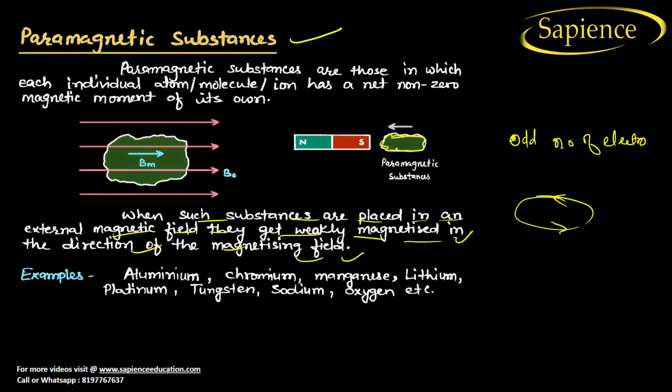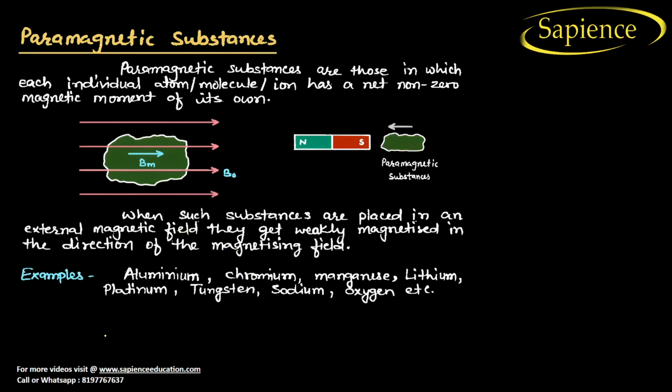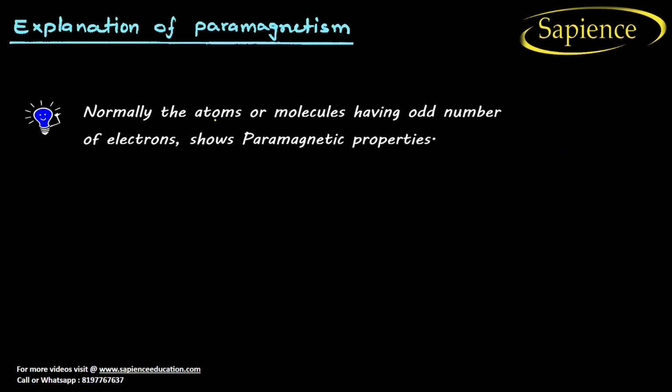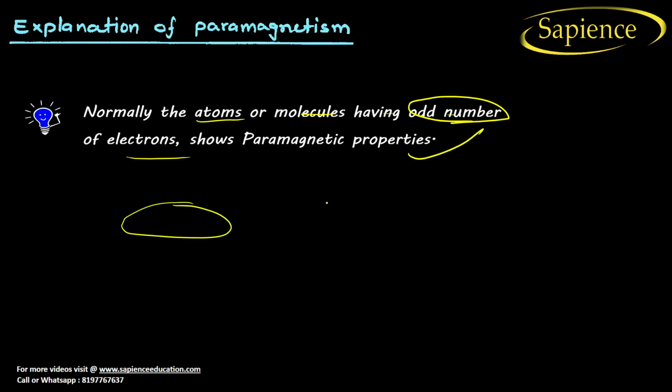Paramagnetic substance will get weakly magnetized. For example, aluminium, chromium, manganese, lithium, platinum, tungsten, sodium, oxygen are the examples. Now, normally the atoms or molecules having an odd number of electrons show paramagnetic property. Odd number means they won't get any pair of the rotation for the electrons.